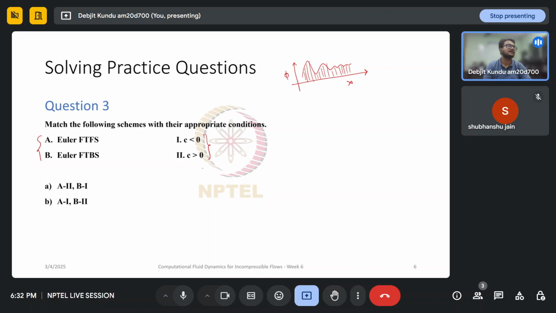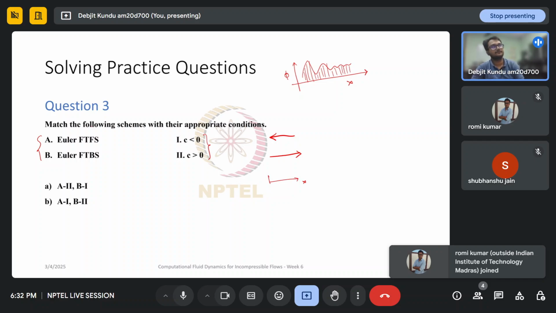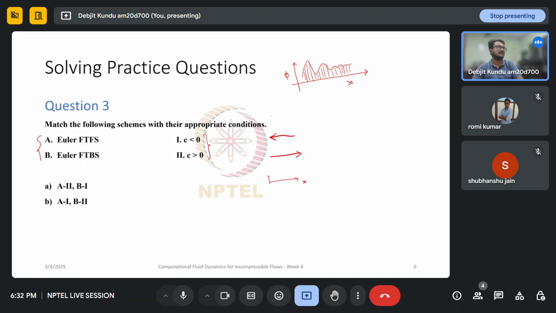Coming back to this question, there are two different cases, c being less than 0 and c being greater than 0. For the first case, c less than 0 means the flow is happening from the right to the left. And for the case where c is greater than 0, it means from left to right, the traditional x direction, basically. In this question, you have to match the scheme with their appropriate condition. By appropriate condition, I mean that it should be stable, at least conditionally stable.